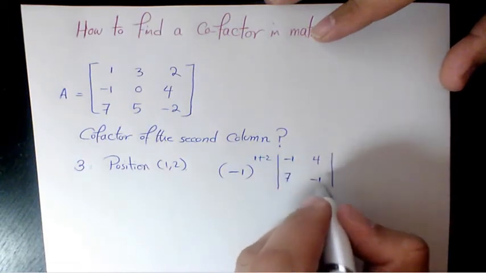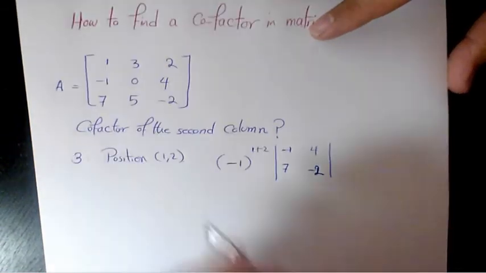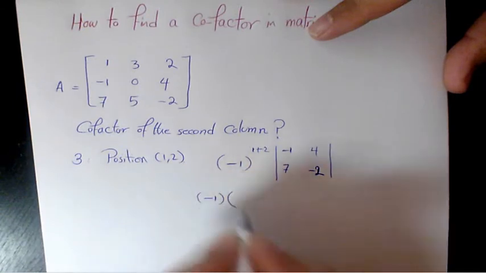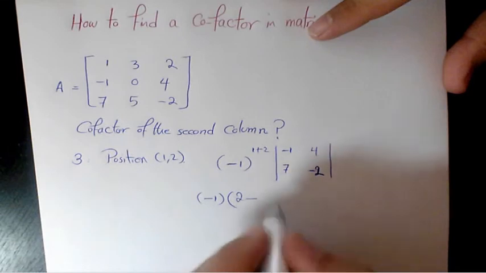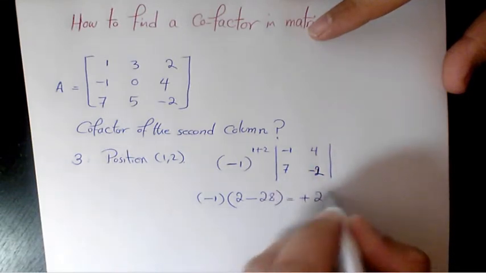So negative 1 to the power of 3 is negative 1. And here we have negative 1 times negative 2 minus 7 times 4, which is 28. So it's going to be positive 26.